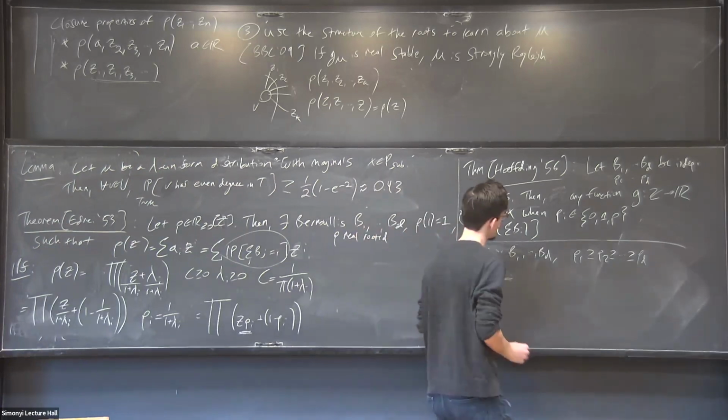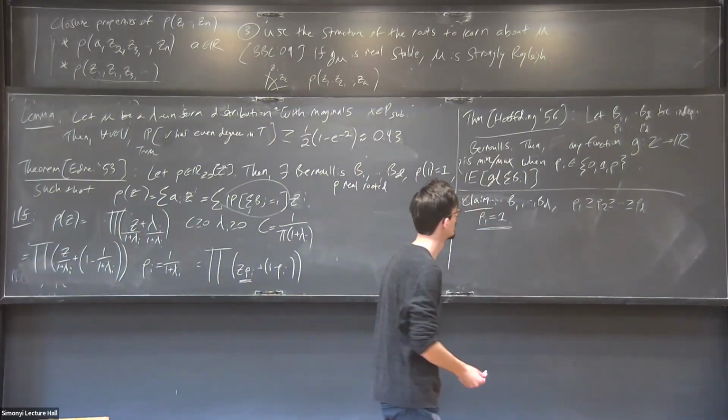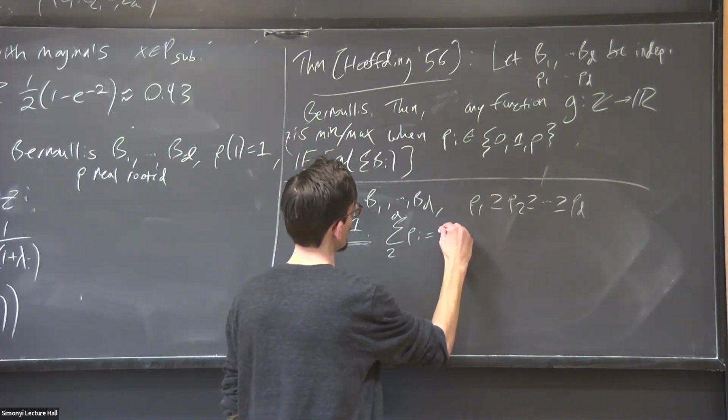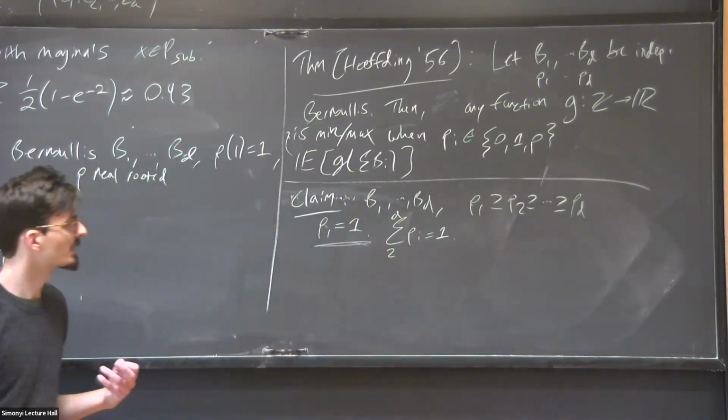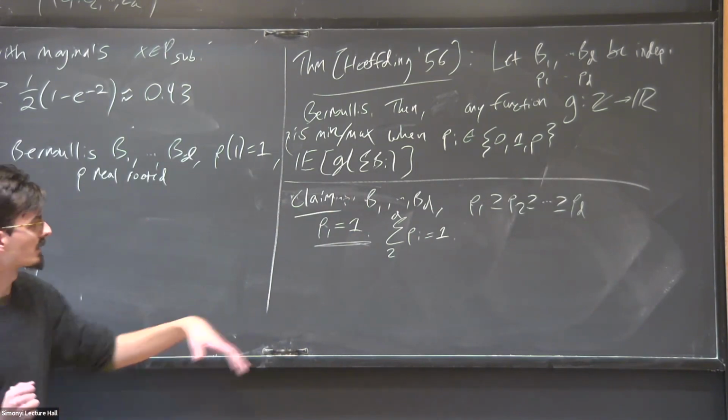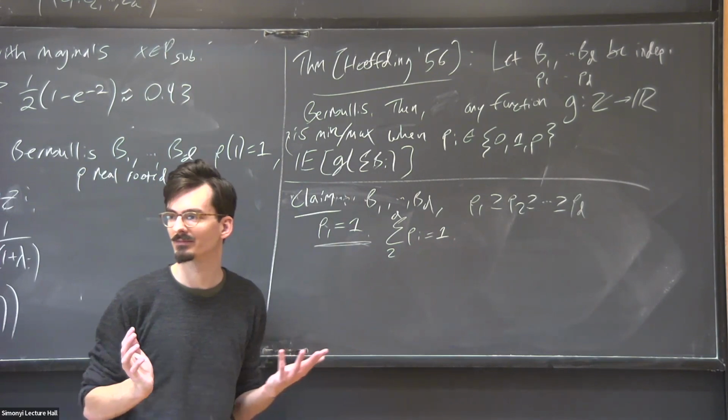Okay, so one of these Pi's is equal to 1. And then for the rest, the expectation of the number of edges adjacent to this vertex was 2. So the sum of the rest of the Pi's should be 1.